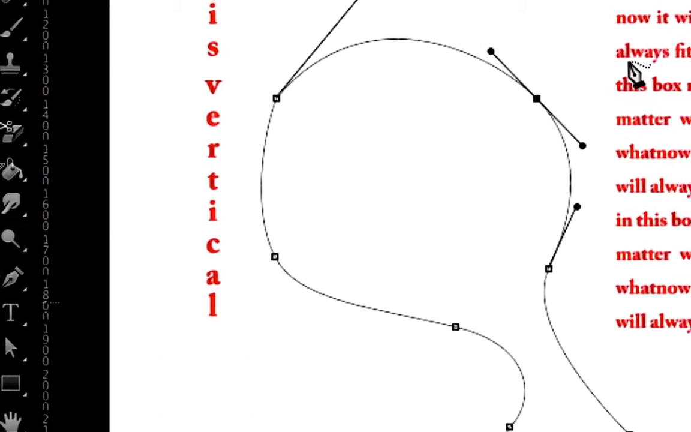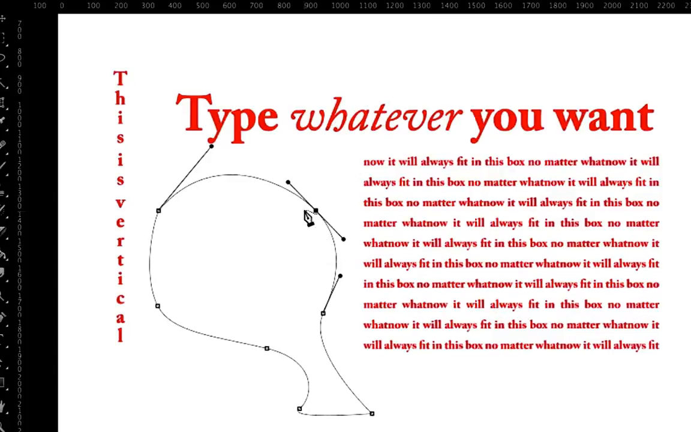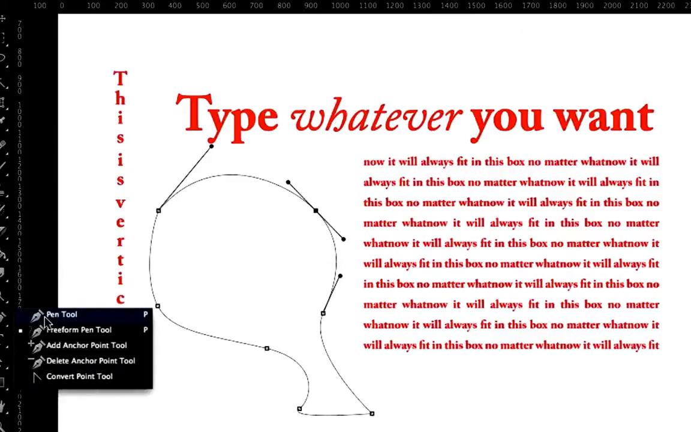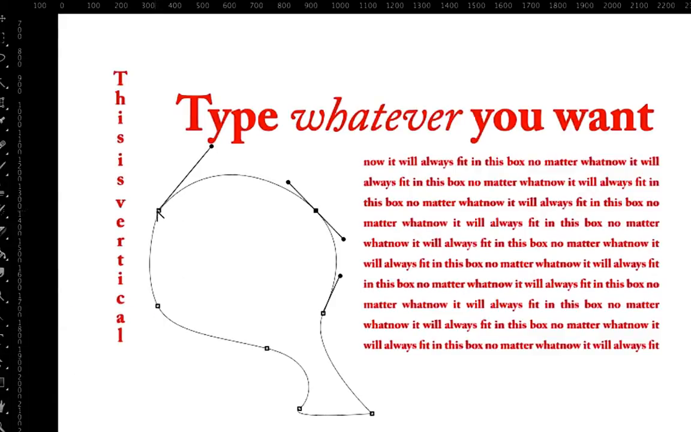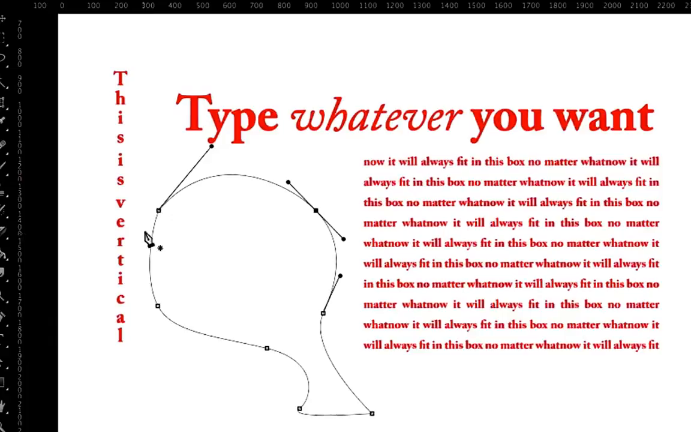Freeform pen tool allows you to just kind of click and drag and create a shape. Not as much control. Generally, if you're using the pen tool, you want to have more control, so we're going to stick with the pen tool. Convert point tool is exactly the same as if you were holding down Alt. So we're again going to focus on the pen tool.